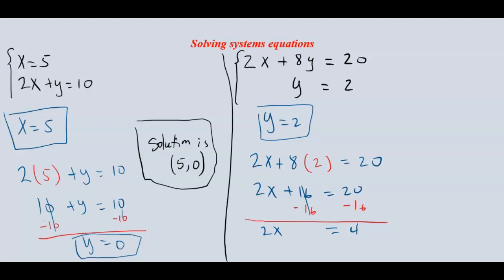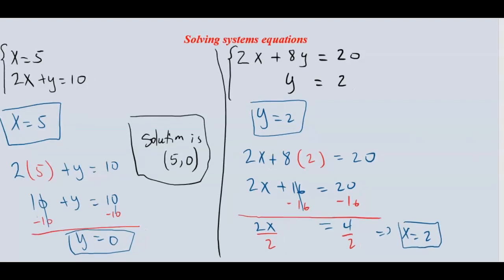Now, we divide both sides of the equation by 2. Then we have x. 4 divided by 2 is 2. So we have x equal 2. So the solution is 2 for x and y is also 2. Okay, so that's the solution for this system.